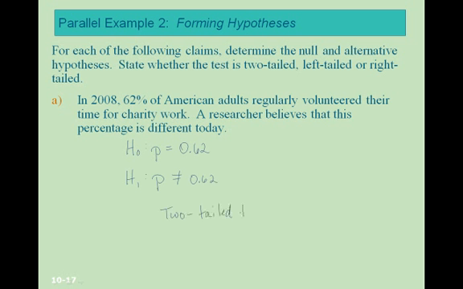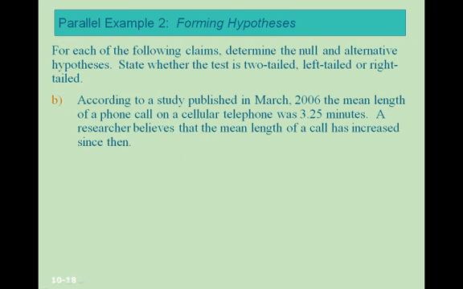In part B, according to the study in March 2006, the mean length of a phone call on a cell phone was 3.25 minutes. A researcher believes that this mean length of a call has increased since then. So notice that this is dealing with a population mean, mu. So if the mean call length on a cell phone is no different than in 2006, then it will be 3.25 minutes. So we have that our null hypothesis then is stating that our mean mu is equal to 3.25.